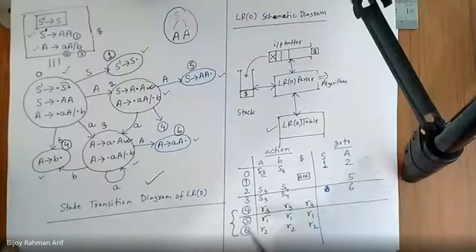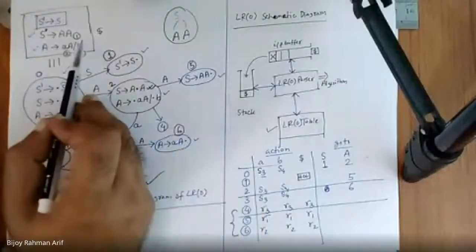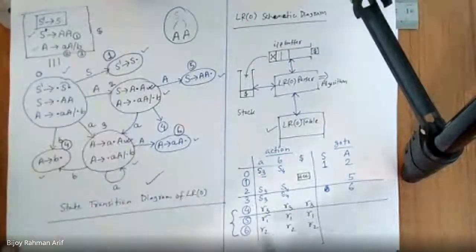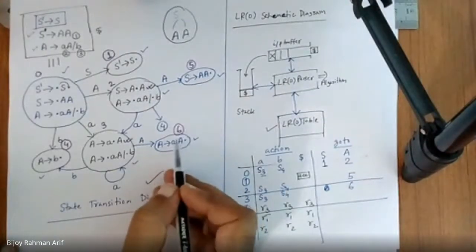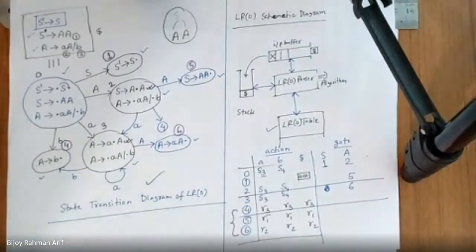Okay, now let's go to state 5. What rule number is this? Rule number 1. So in the entire action part we are going to write reduce using rule number 1. Let's go to state 6. This is rule number 2. So in the entire action part we are going to write reduce using rule number 2. R2, R2, R2. Done. So this is the table we have built.